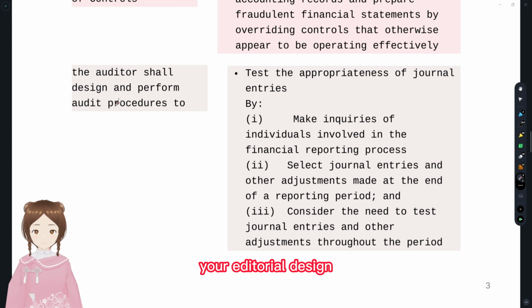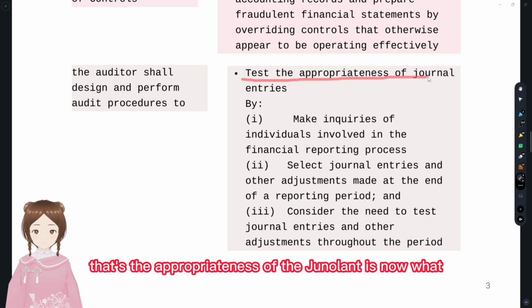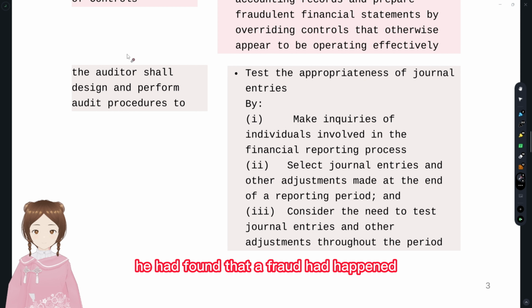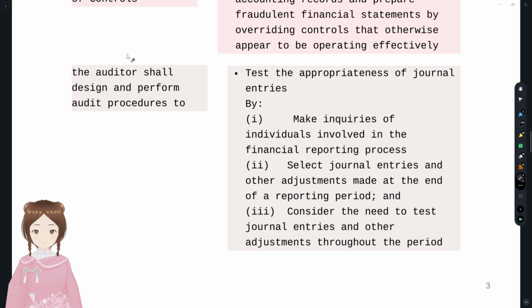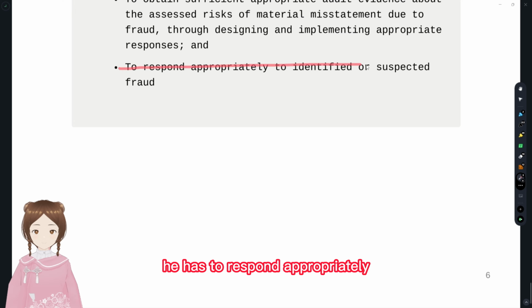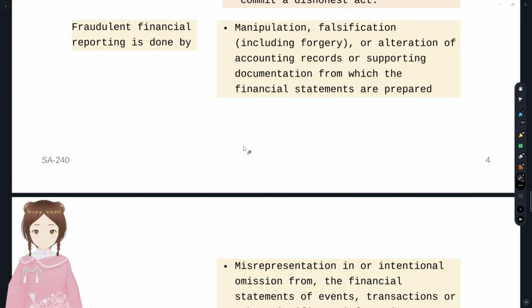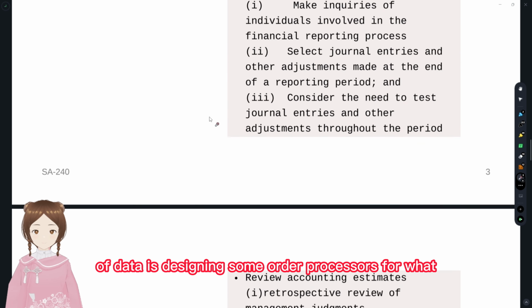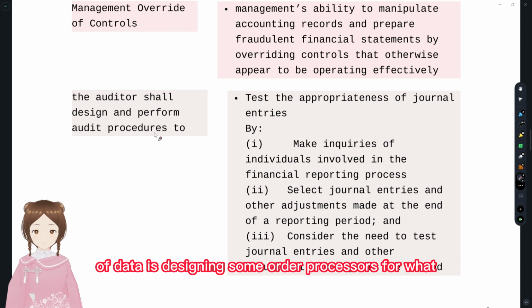The auditor shall design and perform audit procedures to what? Test the appropriateness of the journal entries. See, from here he has found that a fraud had happened. What does he have to do? He has to respond appropriately. We are responding now. How? The auditor is designing some audit procedures for what? To test the appropriateness of journal entries.